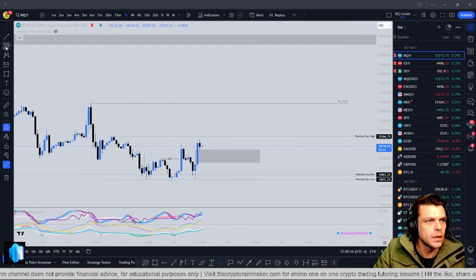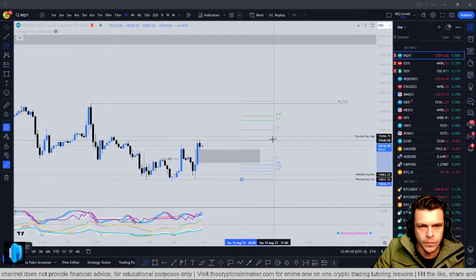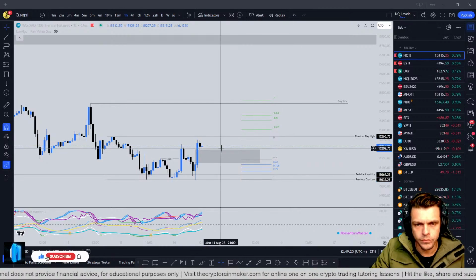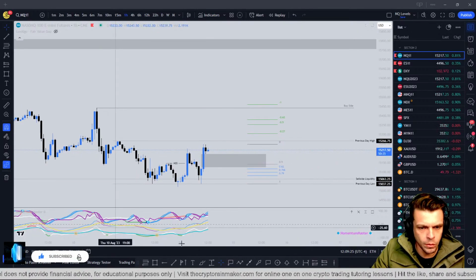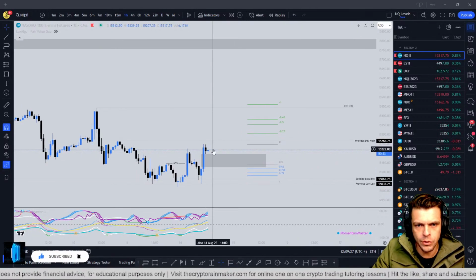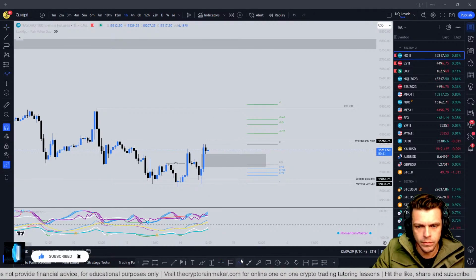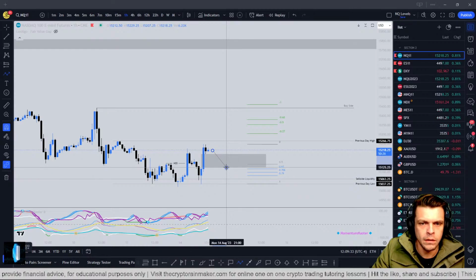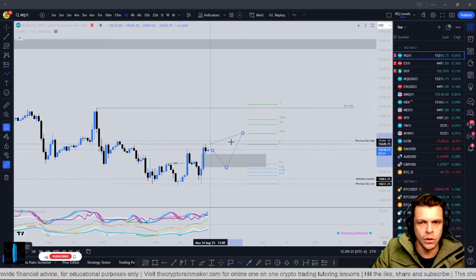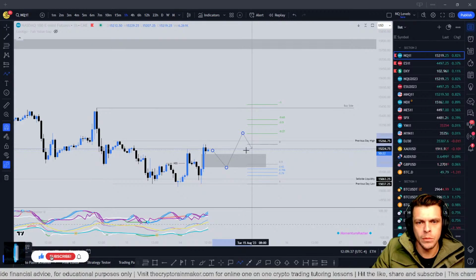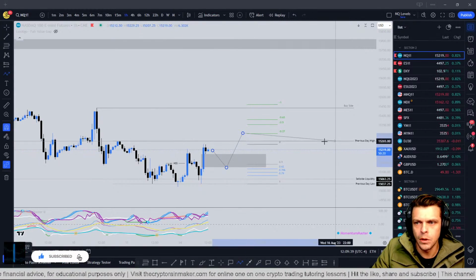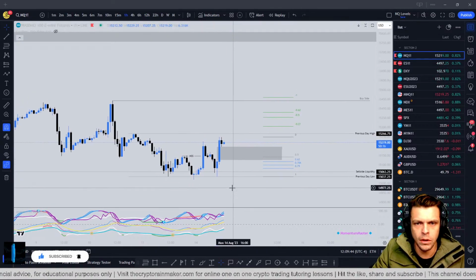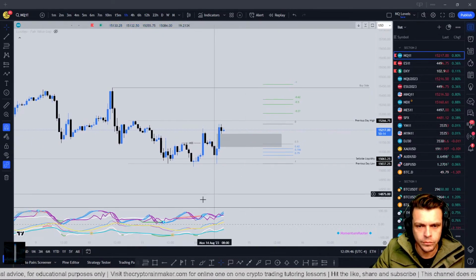So we can use our Fibonacci tool, pull it from the low to the high. So on the 1-hour, it would be nice if we can get a bit of a retracement towards the discount area, and then look for longs on the lower time frames, and then we can play it back potentially to the previous day high. So that's a possible projection on the 1-hour chart.